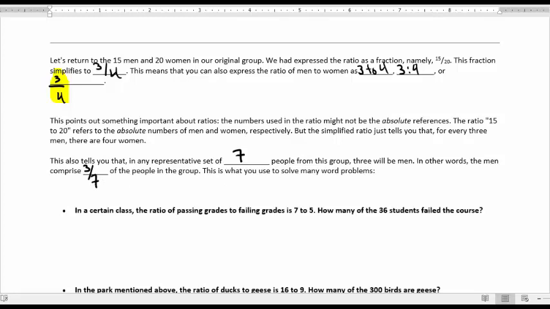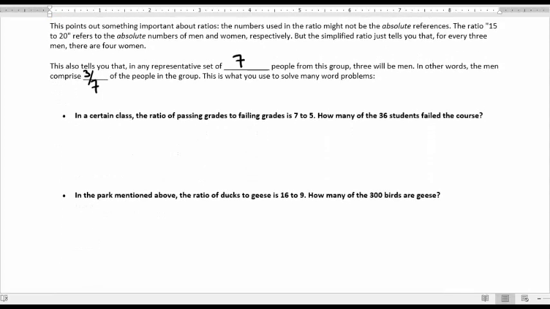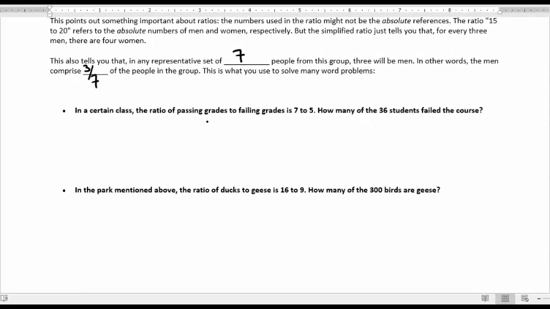And you might need to do that in a lot of ratio problems, add up the two parts of the ratio to get the total. So in this case, I added the 3 men and the 4 women together to get the 7 total, right? And that comes into play in this problem here with the passing and failing grades, right?